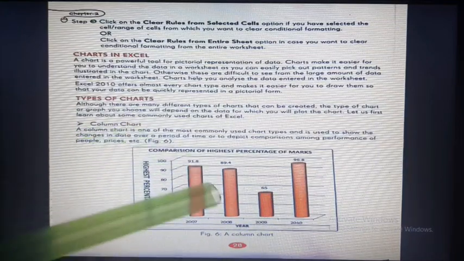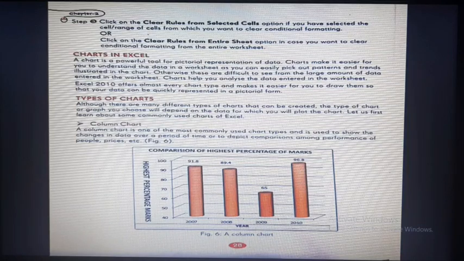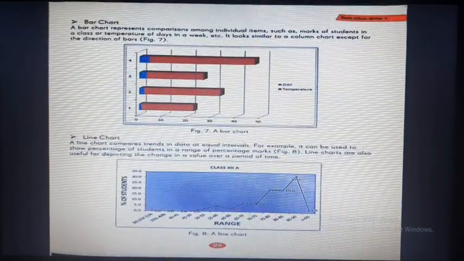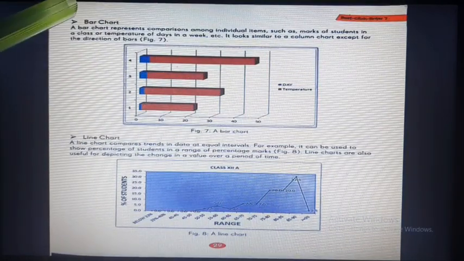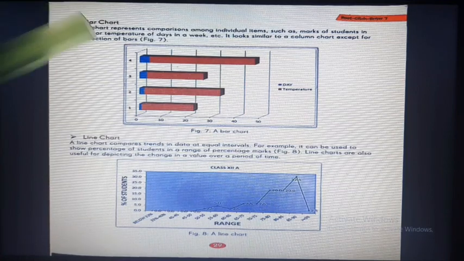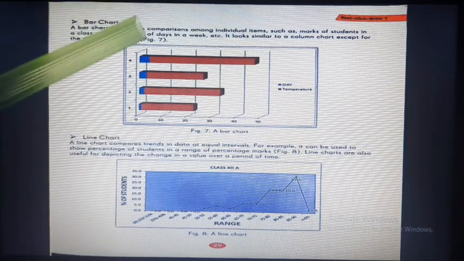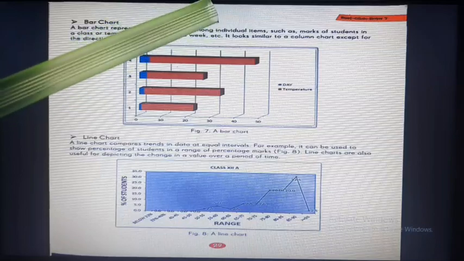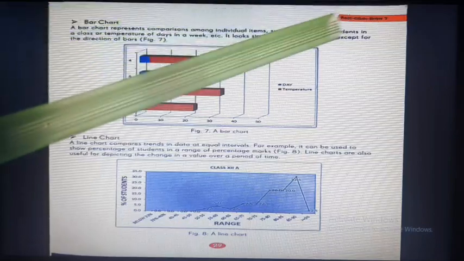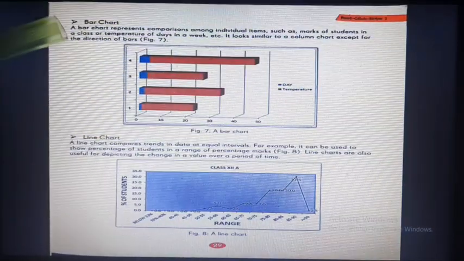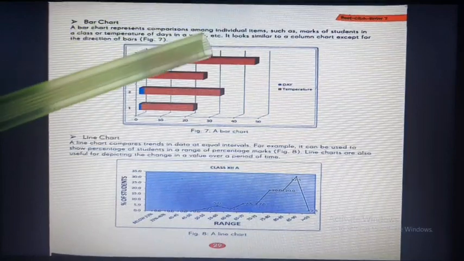Now this is for the column chart. Now let's see the next chart, that is bar chart. Now bar chart, what is a bar chart? A bar chart represents comparisons among individual items such as marks of students in a class or temperature of days in a week.